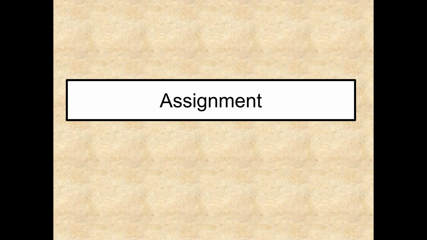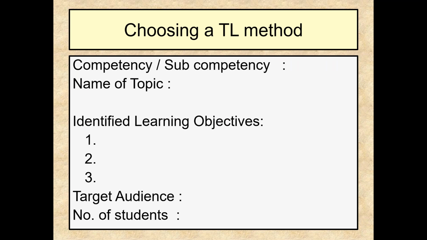Now, after considering all this, I would just tell you that during your assignments, where you are going to divide into groups, the first step is deriving an objective and choosing a teaching learning method. Here, from the competencies which have been given to you, you can make sub-competencies and name the topic. After you have a competency or sub-competency, identify the learning objectives and write down the target audience. Okay, it is phase 1 MBBS students. How many students are there?